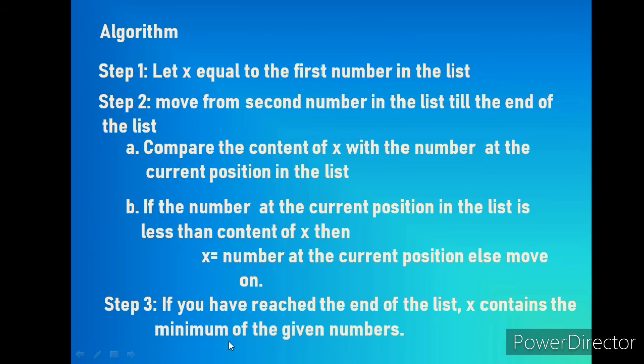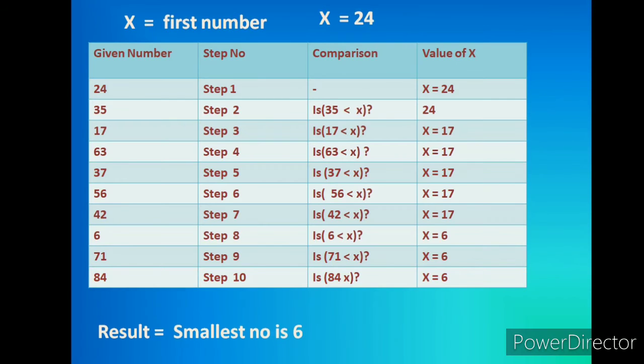Step 3: if you have reached the end of the list, x contains the minimum of the given numbers. It means that while doing this, if we have reached the end of the list, then automatically whatever value is present in x will be the minimum number, that is the smallest number in the list. Let us see an example. As given in the algorithm, we have to consider the first number in the list as x.